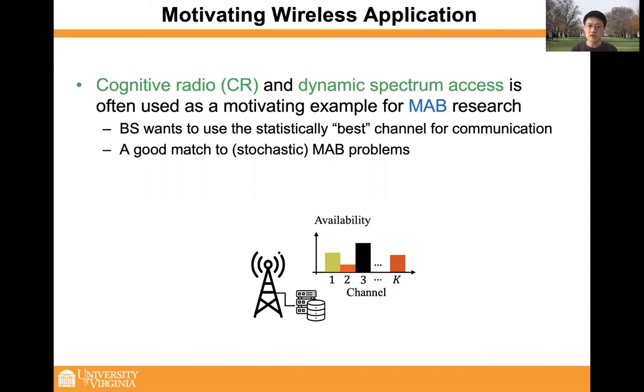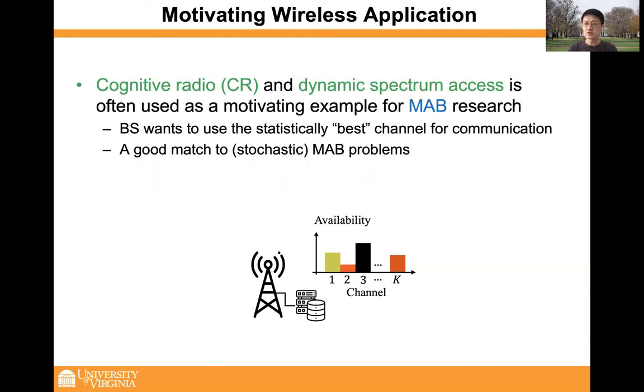Because generally speaking, you can think of the player who plays this bandit game as a base station, or a device that also works. Either way, the base station wants to use the statistically best channel for communication. So it is given a set of channels, channel 1, 2, 3, 4, all the way to capital K as shown here. If this base station has to commit to one channel to use for a certain period of time, then if we know the channel availability or the channel quality, that behaves like this, then obviously channel 3 is the best choice. We should always use this channel.